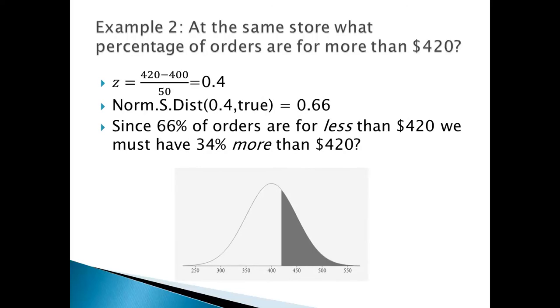What percentage are for more than $420? Well, we find the z-score that goes with 420. We get 0.4. Put that into norm.s.dist. We get 0.66. Now, norm.s.dist always tells us the percentage less than. Since 66% of orders are for less than 420, the remaining 34% must be for more than 420. So when we're talking about more than, you'll use norm.s.dist, but you'll subtract from 1 or from 100%.